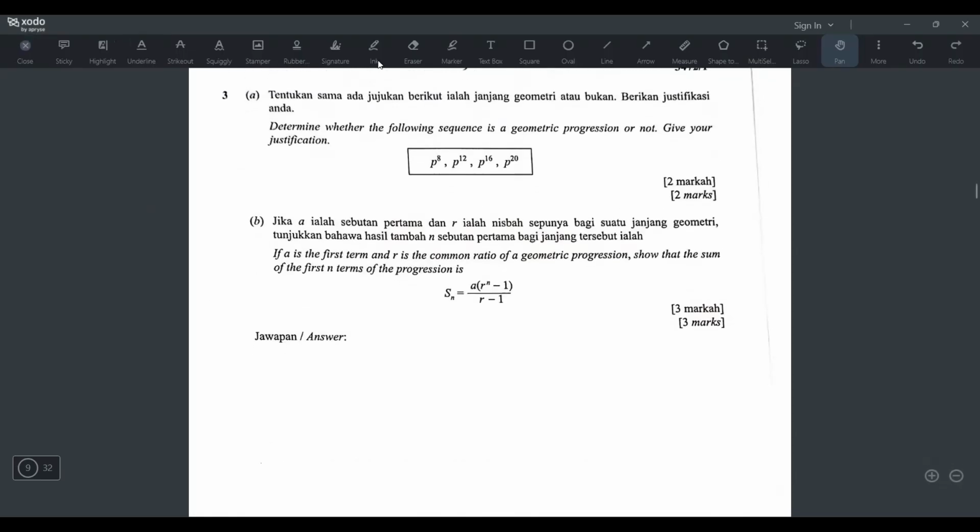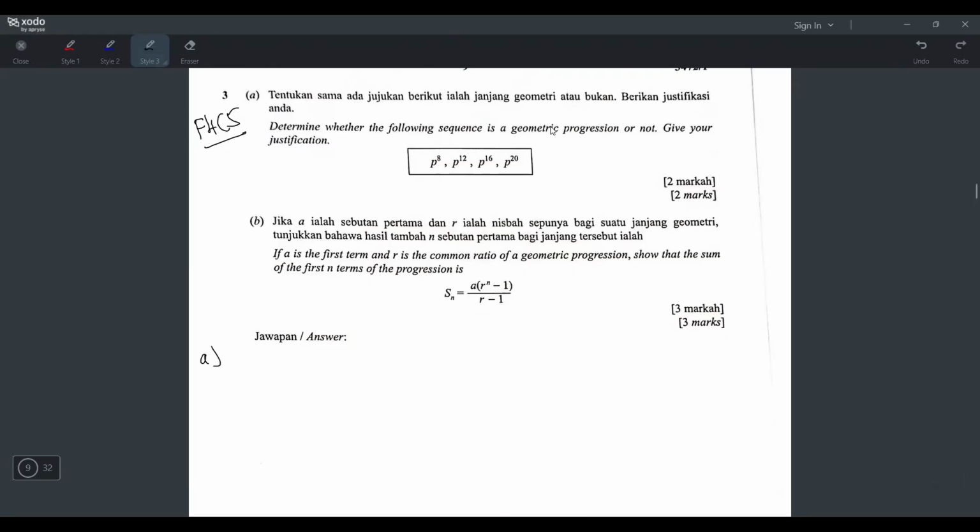All right, moving on. Number 3. This is a progression question, also from chapter 4, but it's from chapter 5. Okay, janjang. Okay, let's go. Determine whether the following sequence is a geometric progression or not. Give your justification. P power 8, P power 12, P power 16, P power 20, 2 marks.